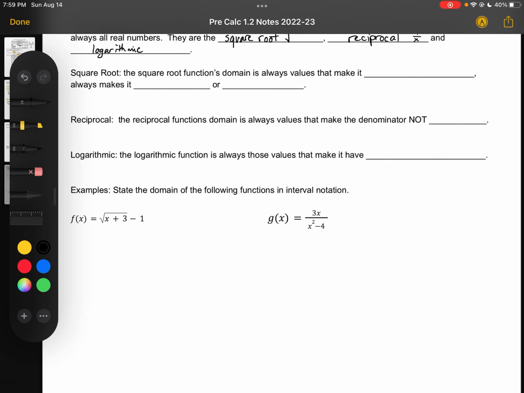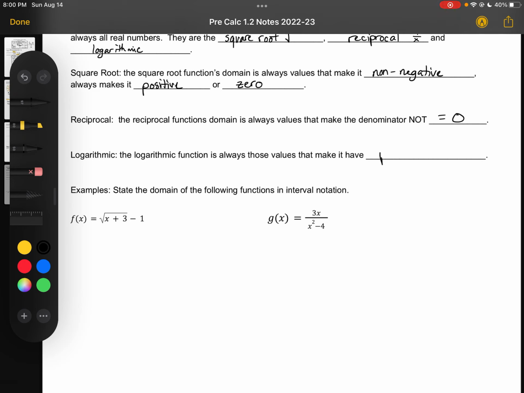So for our square root functions, the domain is always values that make it non-negative. So it can be equal to 0, it just can't be anything that's negative. And we always want to make it positive or 0. So those are the 2 options. So positive or 0, anything other than that is not included in our domain. Reciprocal function, always values that make the denominator not equal to 0. So if you ever see a 0 on the bottom of a function, that's bad, not real number, so not our domain.